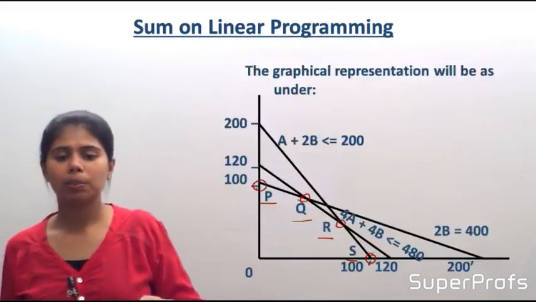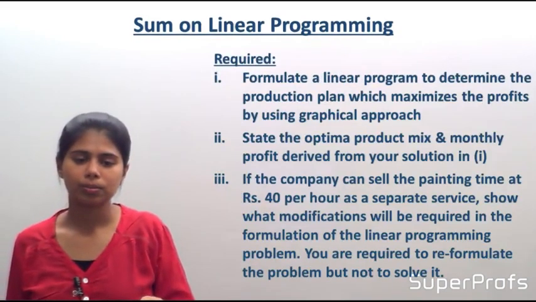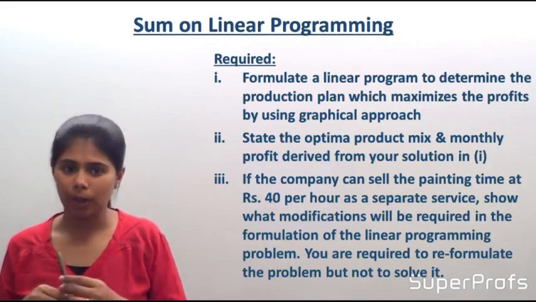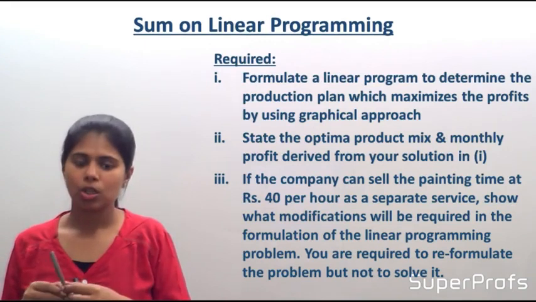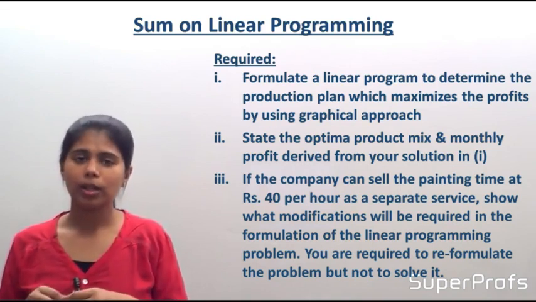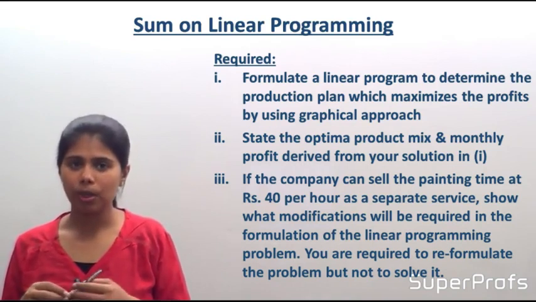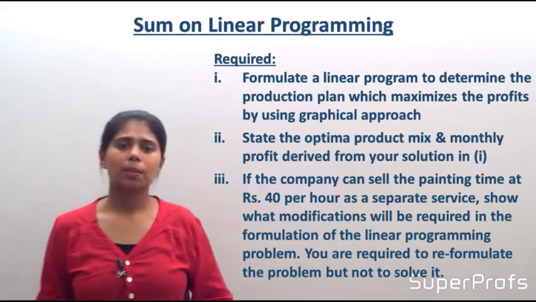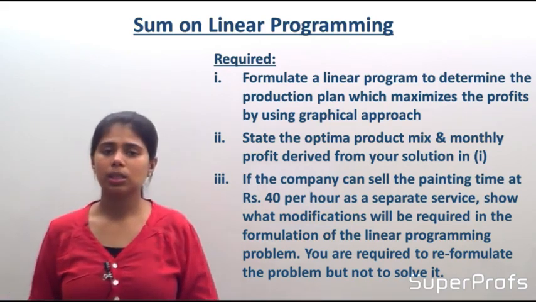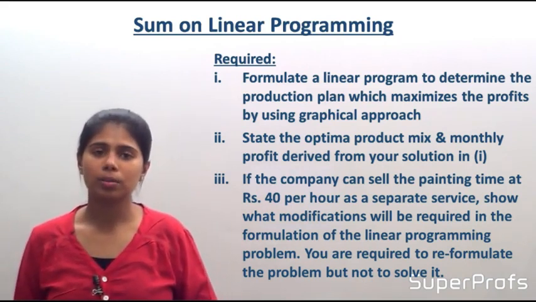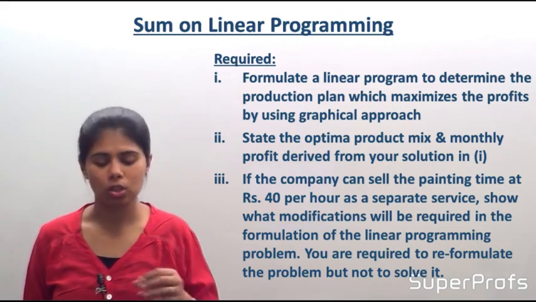Now let's look at question 3. If the company can sell the painting time at rupees 40 per hour as a separate service, show what modifications will be required in the formulation of the linear programming problem. You are required to only reformulate the problem and not to solve it. So what they are trying to say is that the painting service can be sold externally as a separate service at 40 rupees per hour. So now how is the LPP formulation going to change?